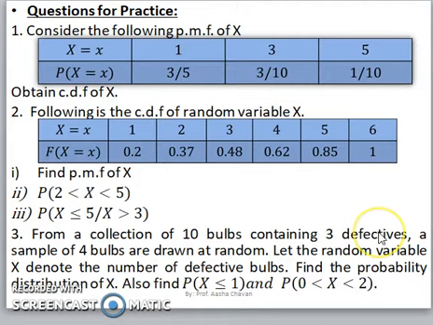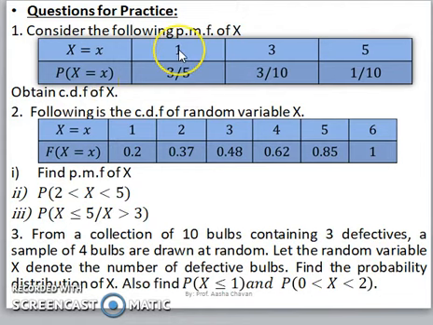Now you can see the sums, the examples which are based on this. First question says, consider the following PMF of X. Obtain CDF of X. It means that from this given PMF of X, we have to find out CDF of X. So how to find that? We have to use the definition of CDF. So what is CDF? CDF is F(x) equal to small x is given as probability of X less than or equal to xi.